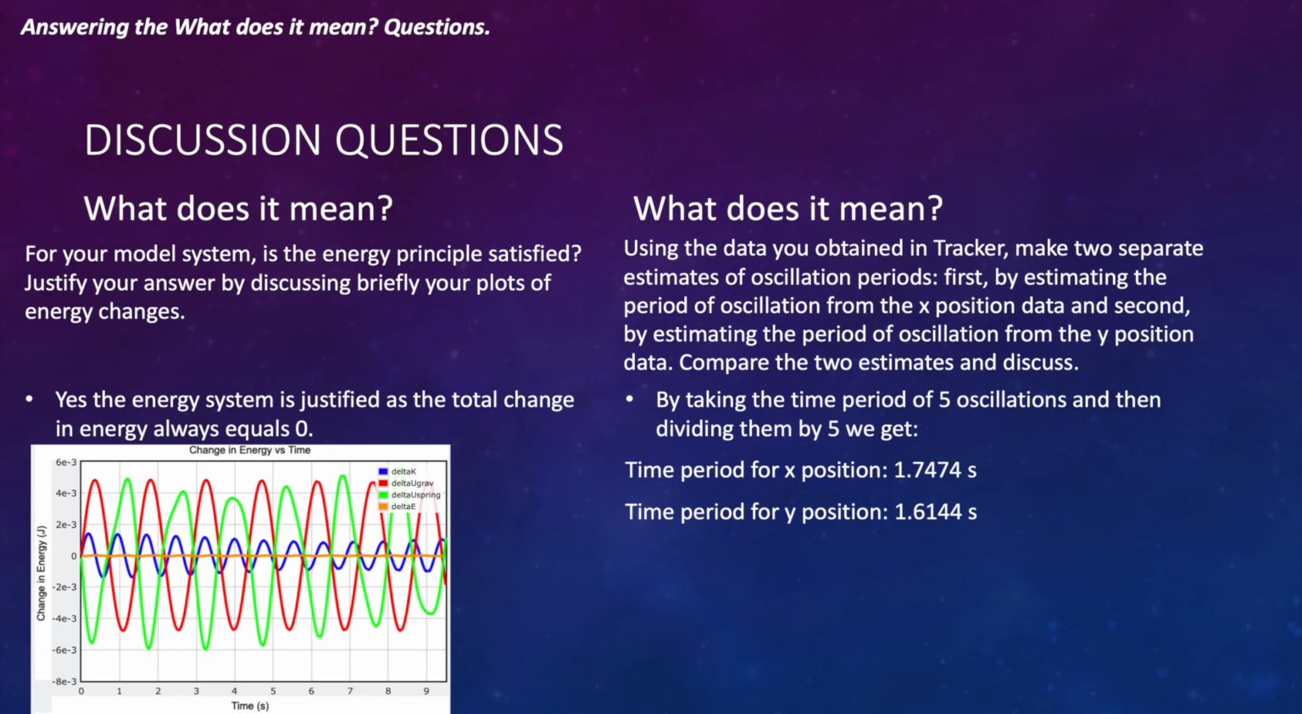So I took the time period of 5 oscillations and then divided them by 5 in order to get the average time period for one oscillation. I did this for the X position and the Y position. For the X position, the time period was 1.7474 seconds, and the time period for the Y position was 1.6144 seconds. The time period for the Y position is lesser than that of the X position. This is most probably due to a greater number of forces working on the Y position compared to the X position.